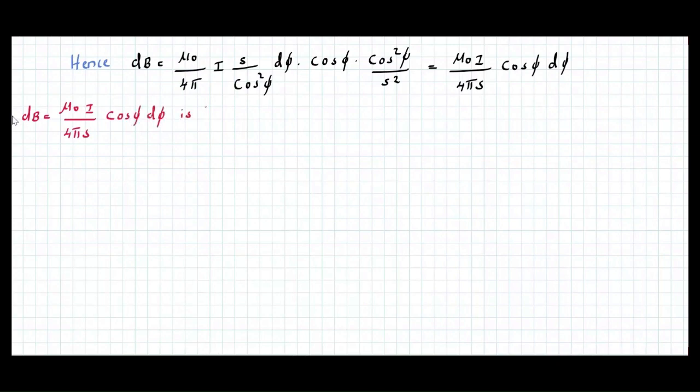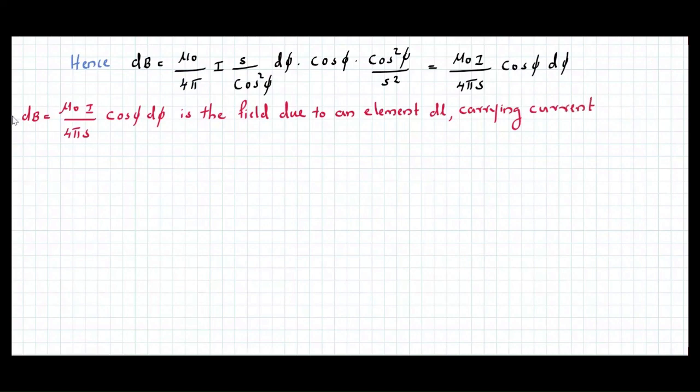This is the magnetic field at a point P, which is at a distance s from the current carrying wire. Mu 0 I by 4 pi s cos phi d phi is the field due to an element dl carrying current I. Now let us evaluate what is the field due to the entire segment of the wire. For that, we have to integrate dB.